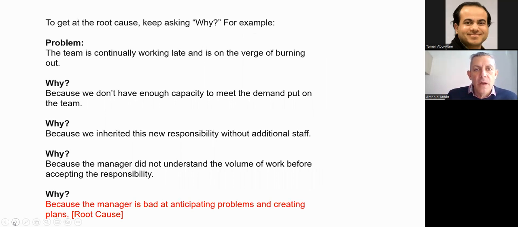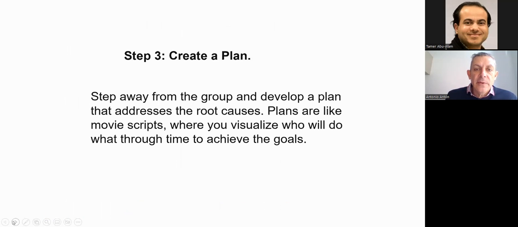Well, in the first step, we thought that the team is working late, but it's not the problem of the team. We are overloaded in terms of capacity to meet the demand, because the new responsibility without additional staff is crazy. The manager didn't understand the volume, and the manager is bad at anticipating problems and creating a plan. This is the one. And then create a plan. Here we find solutions. Step away from the problem, develop a plan that addresses the root causes.